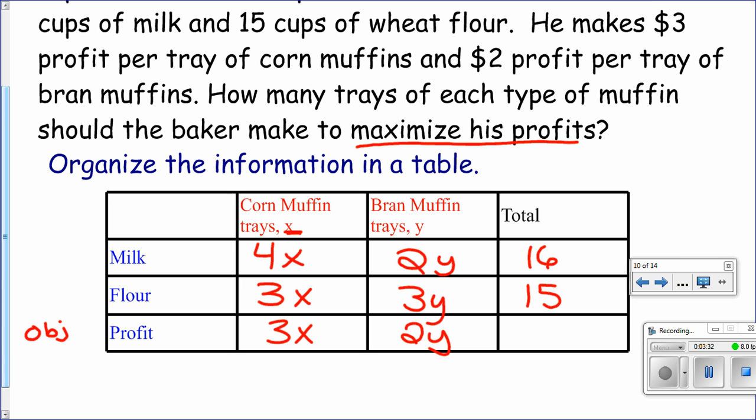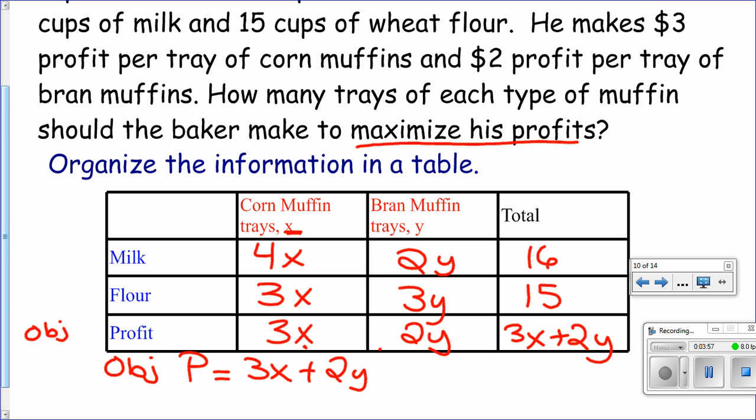Now, it doesn't tell me how much he made total, because that's what I'm wanting to figure out, how much profit I can make. So I'm going to just add these two things together: 3x plus 2y. And that's where I'm going to get my objective function from. So my objective function is going to be profit equals 3x plus 2y.